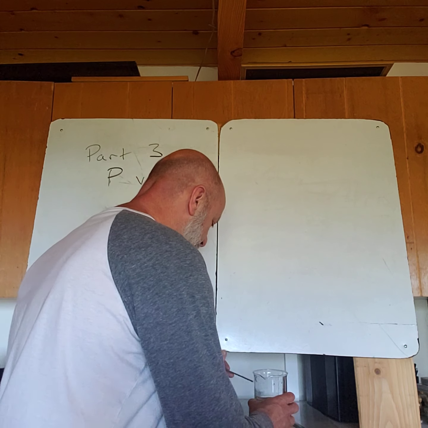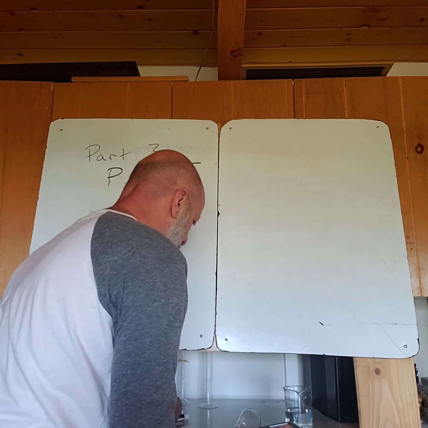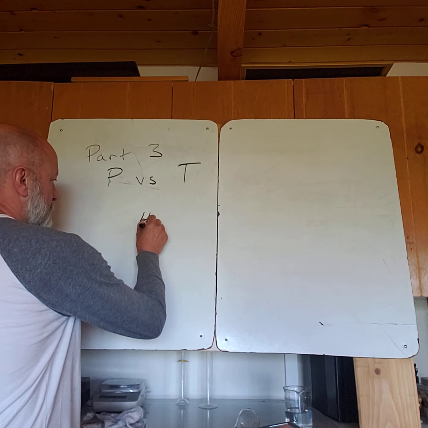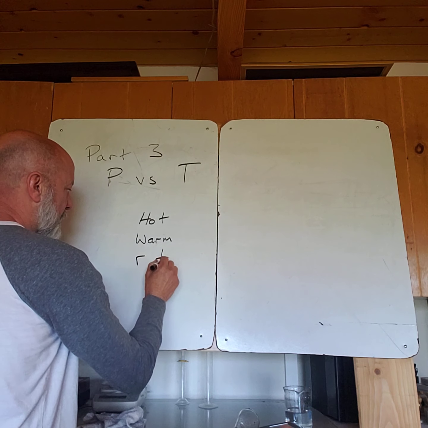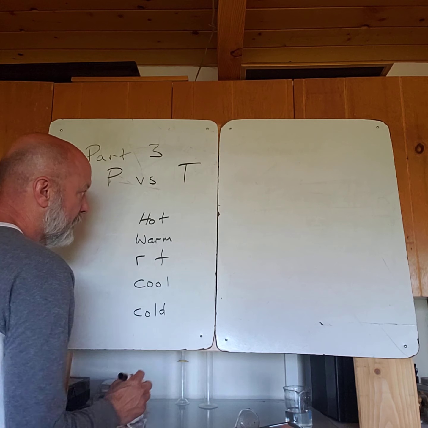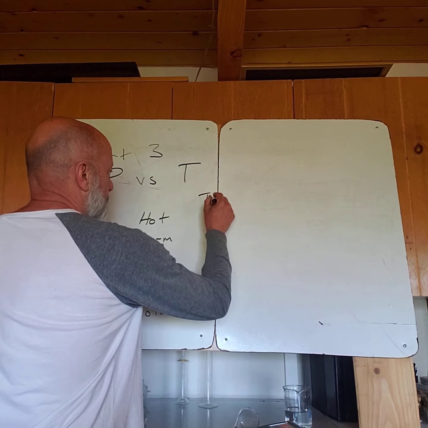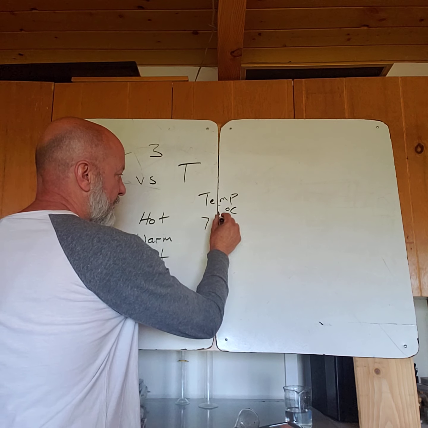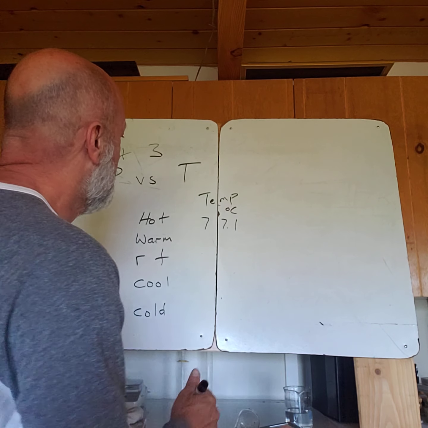Now, once you have all that data, move this stuff. So what we've got is a data table. You have hot, warm, room temp, which I'm just going to write as RT, cool, and cold. Hot should be somewhere around 80 degrees. Record your actual temperature. Let's say it was 77.1. Record your actual temperatures in here, and the pressure.